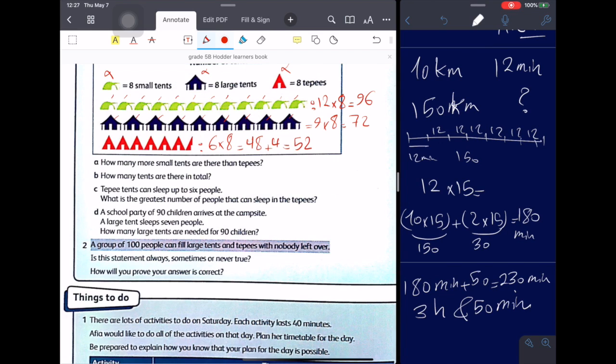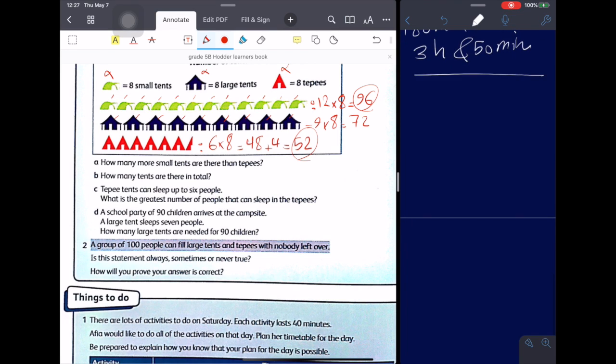I think you're ready to answer it. It says, how many more small tents are there than teepees? Okay, we had 96 small tents and 52 teepees. Now, if we do the subtraction, it's going to be 96 minus 52, which makes 44 more small tents. So the final answer is going to be 44.